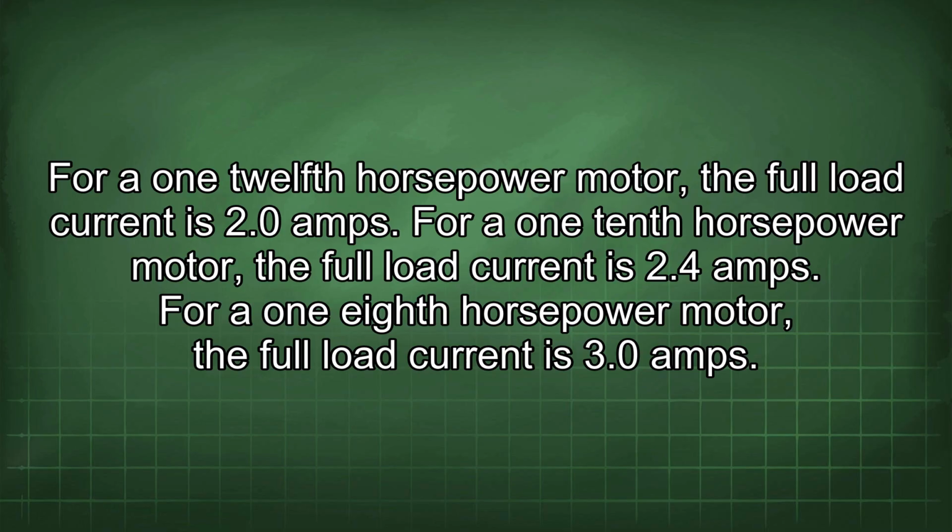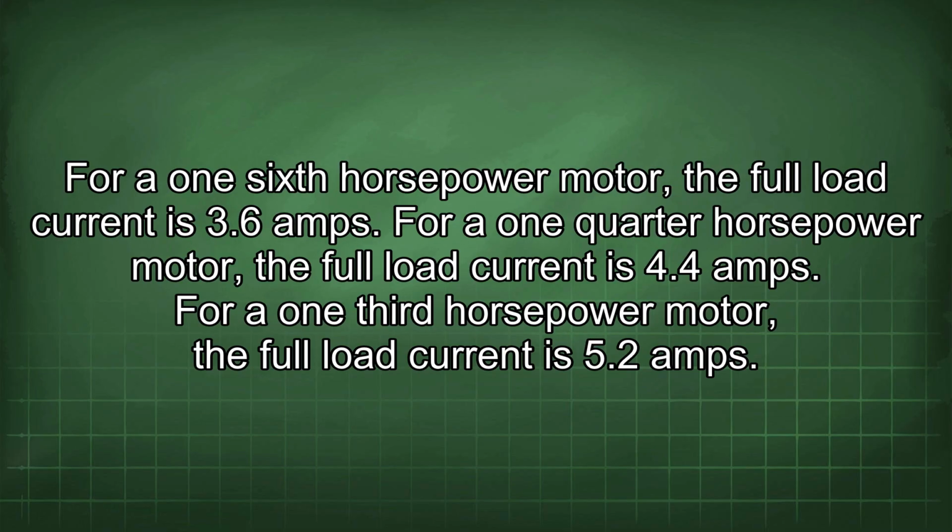For a 1/10th horsepower motor, the full load current is 2.4 amps. For a 1/8th horsepower motor, the full load current is 3.0 amps. For a 1/6 horsepower motor, the full load current is 3.6 amps. For a 1/4 horsepower motor, the full load current is 4.4 amps.